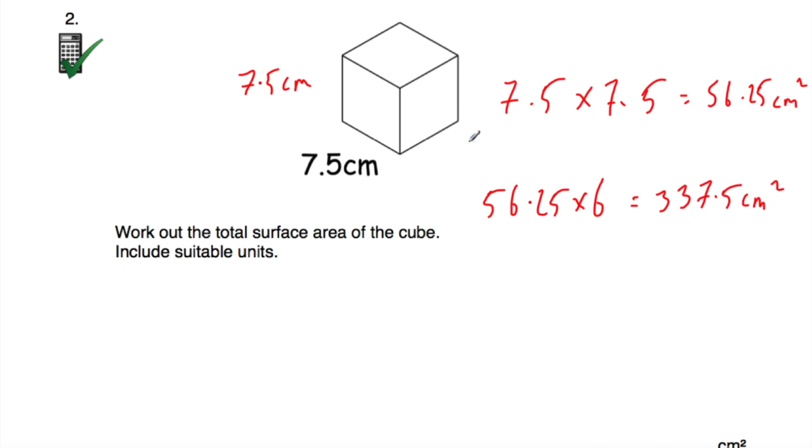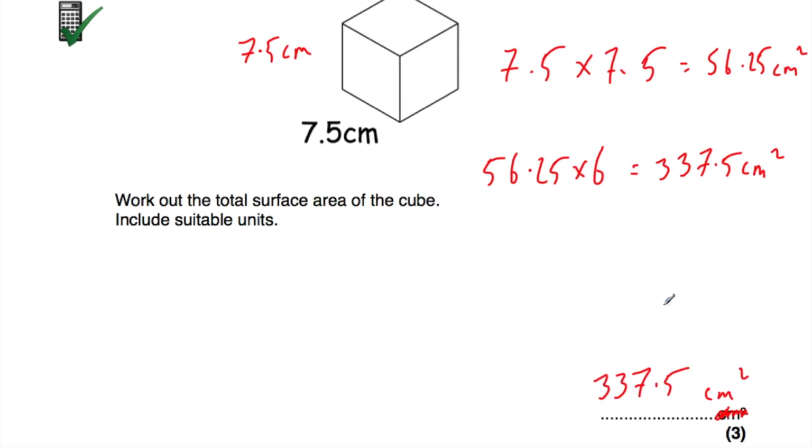So that's the total surface area of this cube. The total surface area of the cube will be 337.5 centimeters squared. Remember, we needed to include our suitable units, so we had to put our centimeters squared in there. And that's it. Okay, let's look at our next question, question number 3.